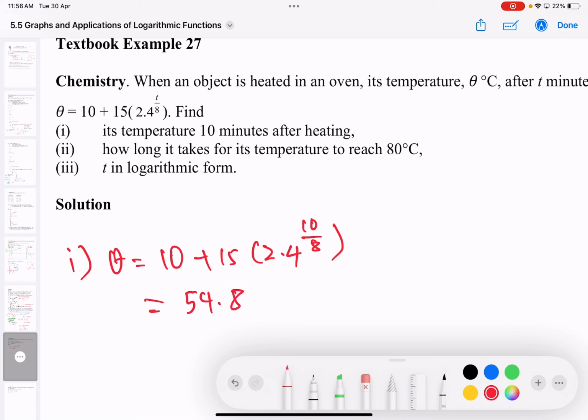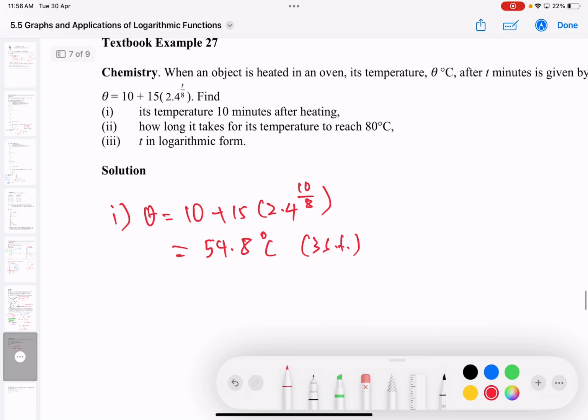54.8. Okay, let's leave it to 3 sig fig. Okay, this one leaves to 3 sig fig. Okay, part 2.